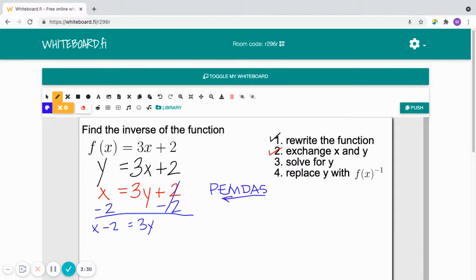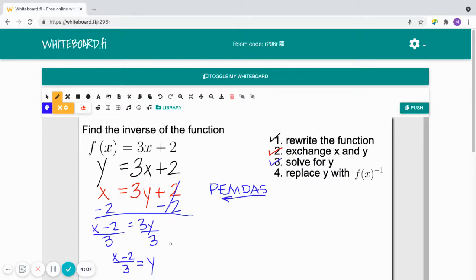So next, now I have 3 times y, and the opposite of multiplying y would be dividing by 3, because I want to leave y by itself. So if I divide by this 3, that is going to leave 1y. And 1 times y is just y. But whatever I do to one side, I must do to the other. So now I have x minus 2 divided by 3 equals y. Okay, so now I am solved for y.